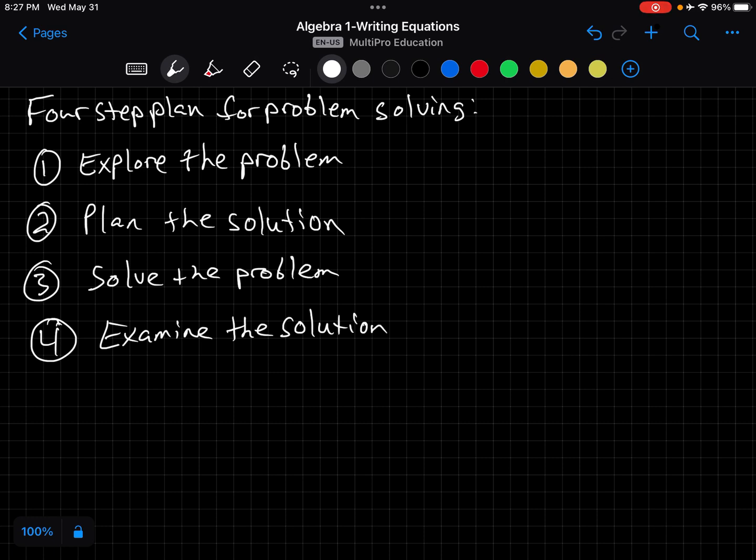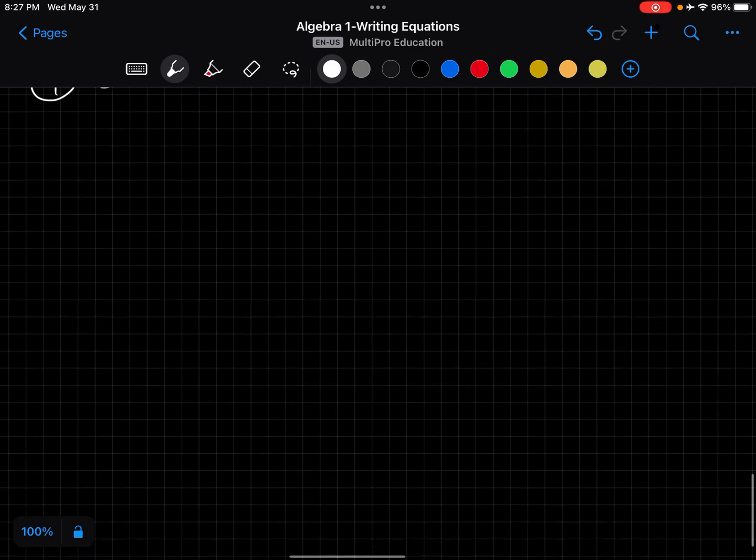Okay? So we're going to find out what the problem's really saying. Then we come up with some kind of plan of how to solve it. Then we execute, we solve the problem. Then we want to look at the results and say, does this make sense? Have a bit of a sanity check, if you might say. So let's look at a problem.